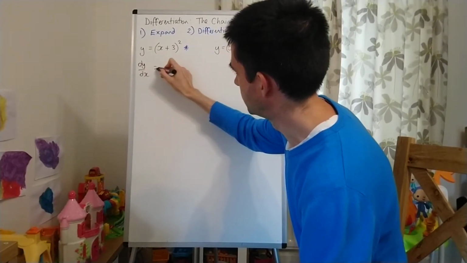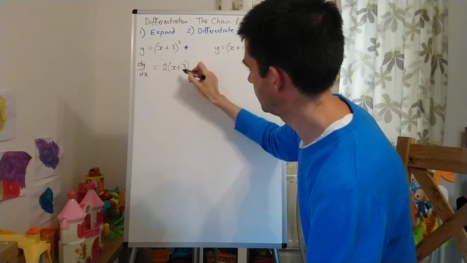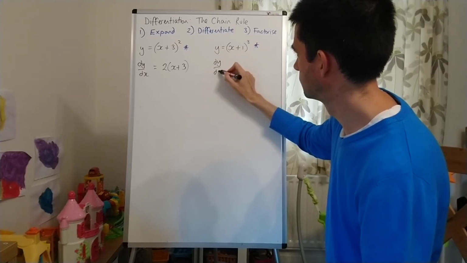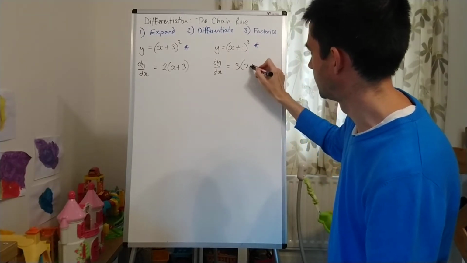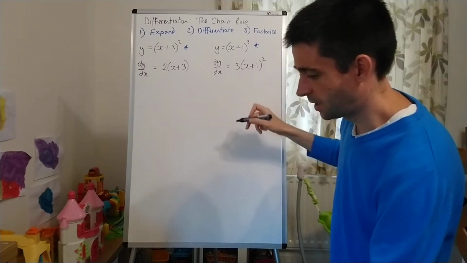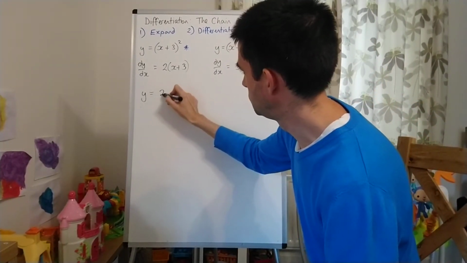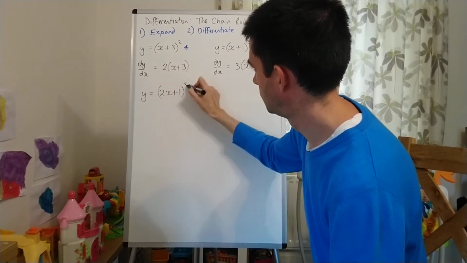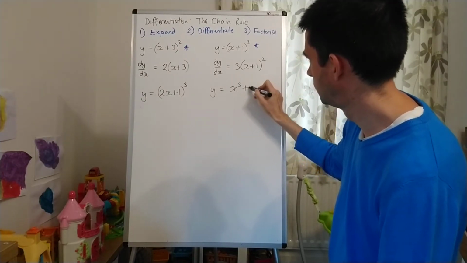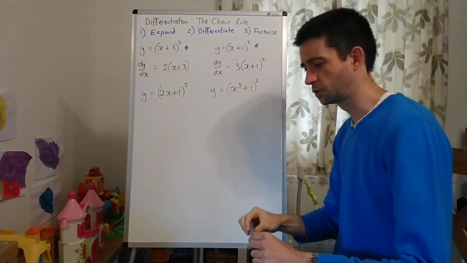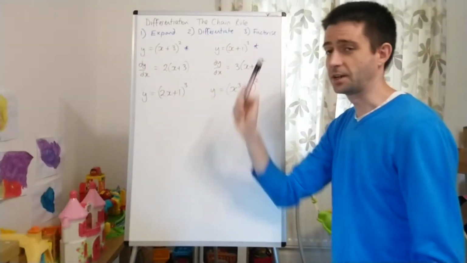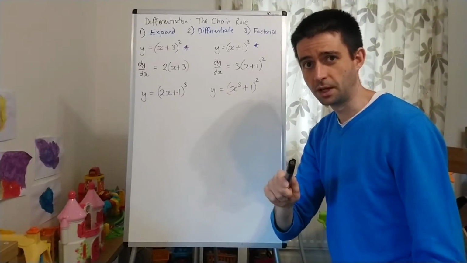So we had here dy by dx equals 2 lots of (x plus 3), and we had for this one that dy by dx equaled 3 lots of (x plus 1) squared. Right, two more for you to try. The first one is y equals (2x plus 1) cubed, and the other one is y equals (x cubed plus 1) in a bracket all squared. And again, what I want you to do with each of them is expand it, differentiate it, factorise as much as you can. Pause the video, give it a go.